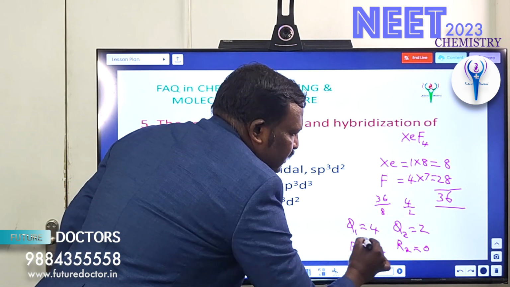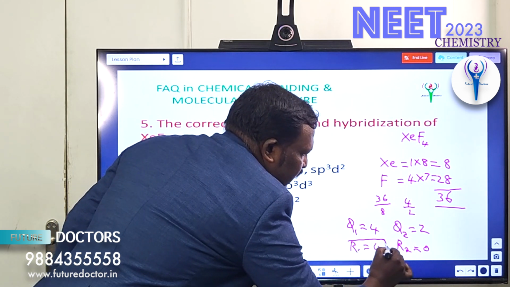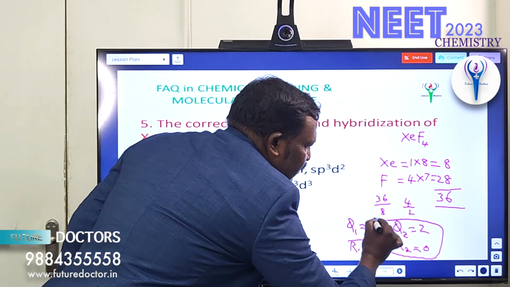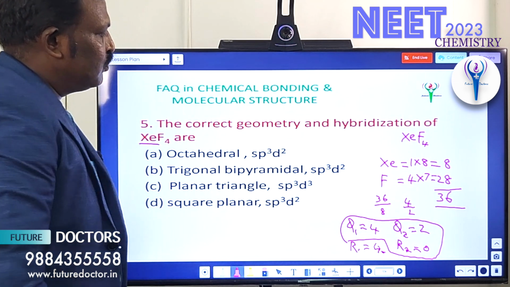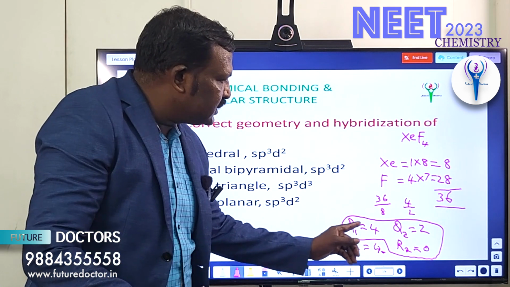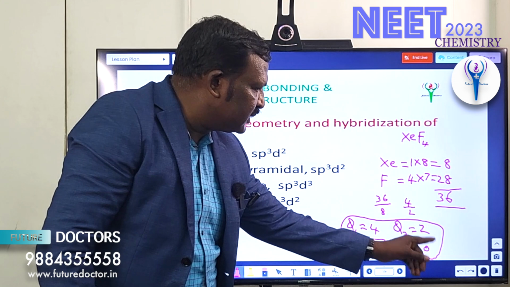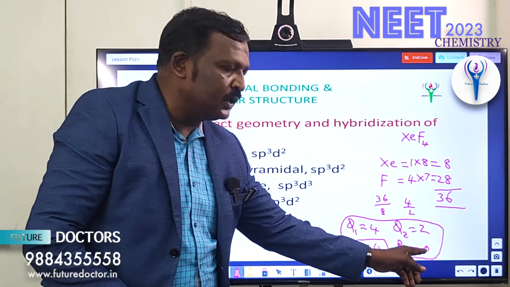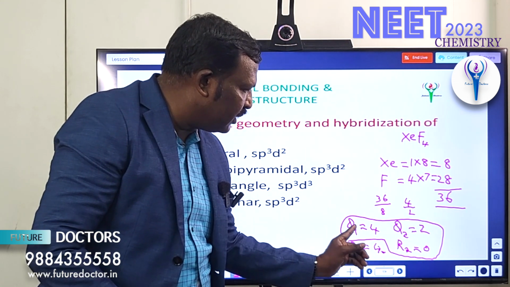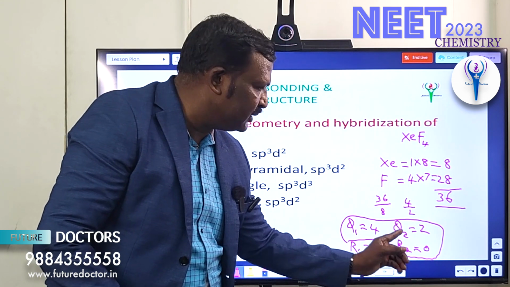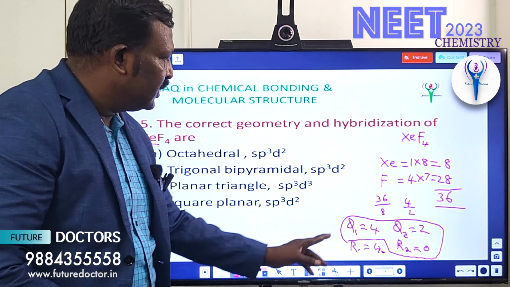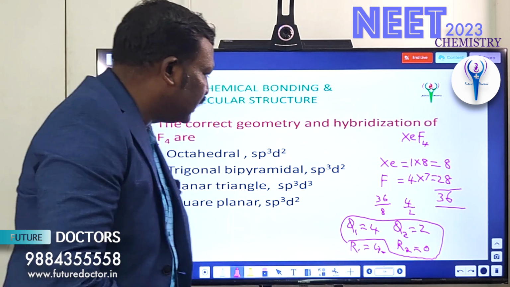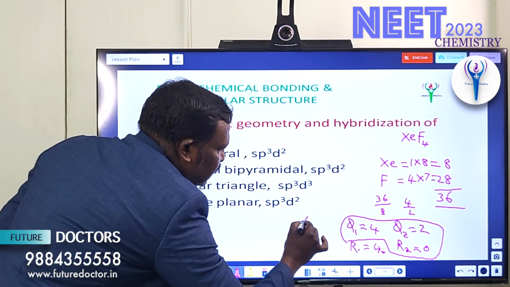This is the method: add all the quotients and the final remainder. If any remainder is there, suppose 1 is coming, you should take this one. Add all the quotients and the final remainder. That's the rule. So 4 plus 2 plus 0, the answer is 6.